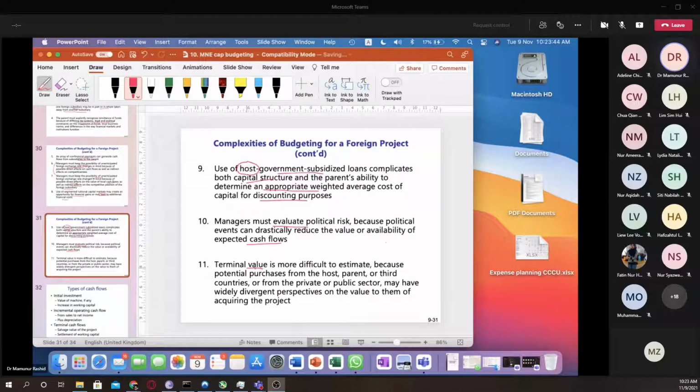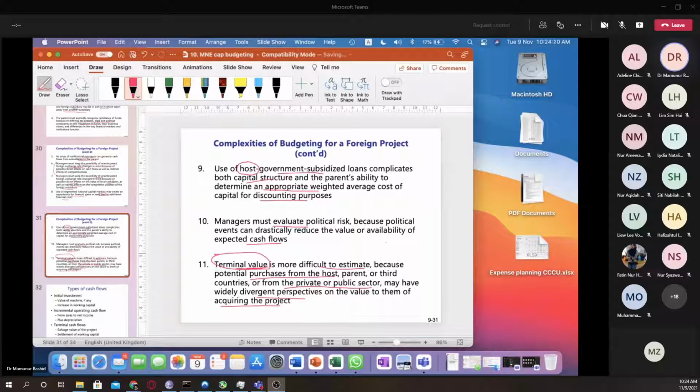Terminal value, the last value that you receive from your cash flow, is often more difficult to estimate because you do not know the future. Potential purchasers from a host country, the parent, and third countries, or from the private and public sector, may have widely divergent perspectives on the value to them of acquiring the project. The terminal value is when you are deciding to sell your business to another company. Okay, so it's the horizon value. Sometimes we call it horizon value or terminal value. This is salvage value. It includes the salvage value.